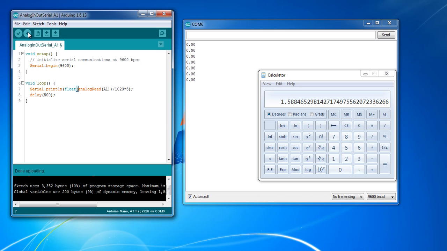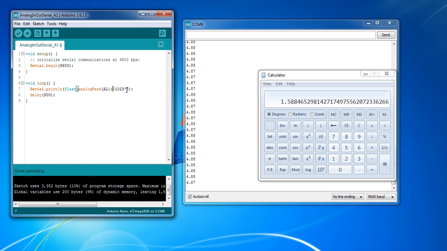Okay, now let me turn my potentiometer. I turn it so it's no longer 1.58. Okay, I guess I just turned past 1.58. Oh, there, 1.59, 1.58 again. So this gives you the floating point results. It doesn't really go to 5 volts just because of the potentiometer's construction. There's a little bit of residual resistance that the center tap cannot move past. So it ends up with 4.9 instead of 5.